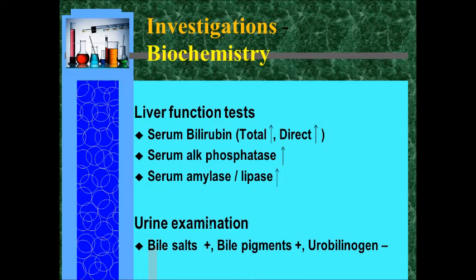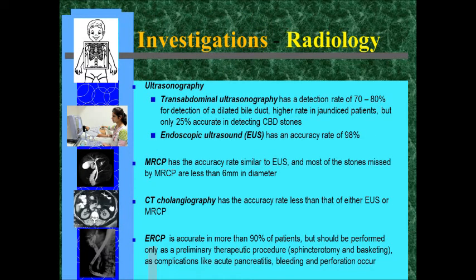Serum alkaline phosphatase shows high levels. Serum amylase and lipase show high levels when there is acute pancreatitis. In urine examination, the bile salts and bile pigments are present, whereas urobilinogen is absent. Radiology is the mainstay of investigations of patients with obstructive jaundice. The first investigation would be an ultrasonogram.